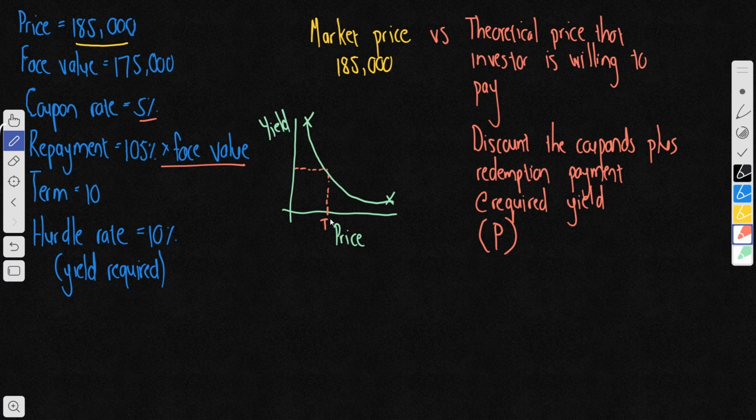For the sake of illustration, let's just assume that T represents the theoretical price, and we know that that is calculated at a yield of 10%. Now there are two scenarios that can unfold here. If the market price is more expensive than what the investor is willing to pay, let's just assume it's at this point M, then we know that the yield is going to be lower than that required by the investor. Let's just call it 3% in this scenario.